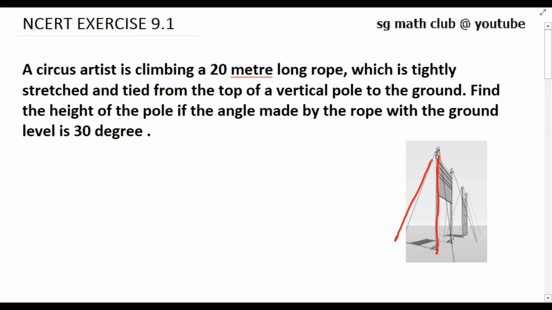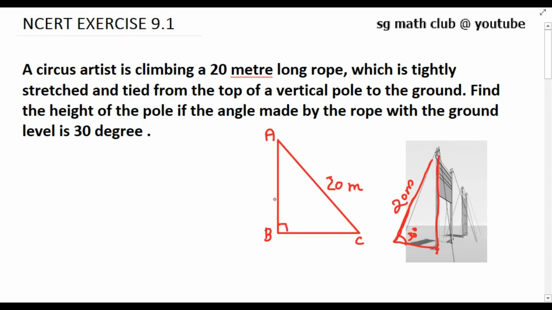is 30 degree. This is the rope and the length of this rope is 20 meter and it is tied to the vertical pole, and the angle made by the rope with the ground level is given as 30 degree. So we need to find height of the vertical pole. So we can draw a right angle triangle and we can use the trigonometric ratios and solve this problem.